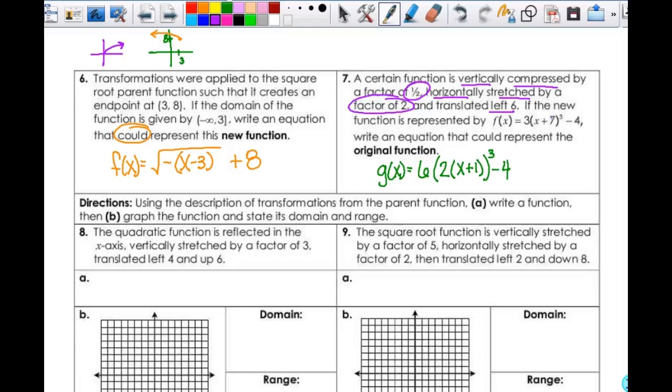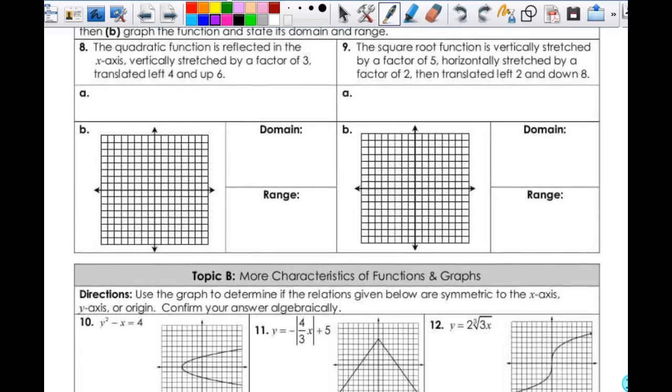Okay. So next one says, using the description of the transformations from the parent function, write the function, graph the function, and state its domain and range. Okay, so we have a quadratic function. It's reflected in the x-axis and vertically stretched by a factor of 3, translated left 4 and up 6.